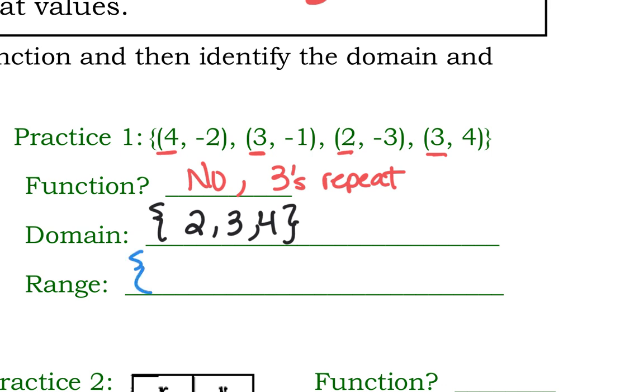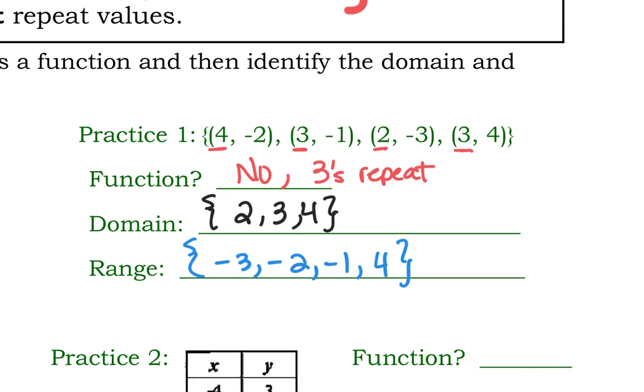Who wants to give me the range? I called on Brock, but then I had someone else answer. We'll go with Emily. Emily, what's our range? Smallest to largest. Good. She said -3, -2, -4, -1, and then 4. If you notice, -2 was the first one. That was not the first one she listed because she has to list them from least to greatest, or smallest to largest.